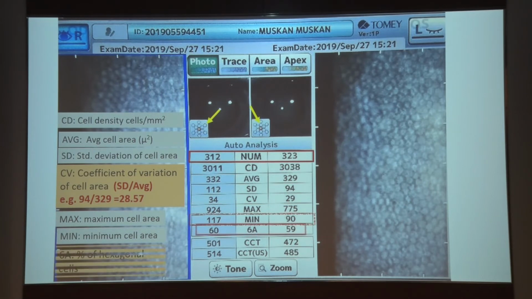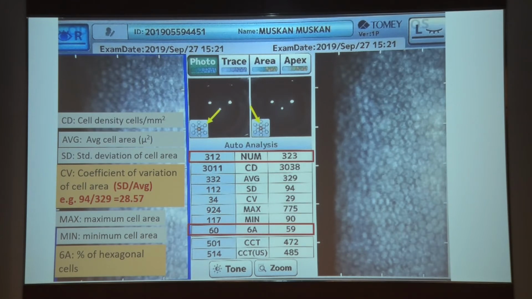And then the other important parameter is the percentage of hexagonal cells. So like I mentioned, most of the cells are hexagonal. And this parameter gives you, out of all the cells that were measured, how many cells were observed to be hexagonal. And so this is a measure of the hexagonality, which is why its name is given 6A. So these two, highlighted in the orange, the CV and the 6A, if you have to have a quick look at the endothelium, these are the two parameters you look at to see whether the endothelium is functioning well or not.